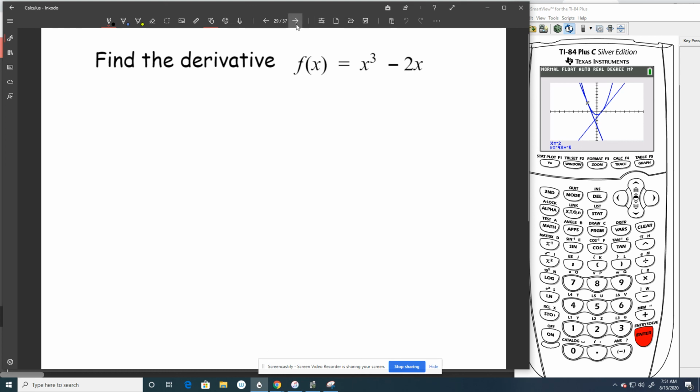All right, so let's find the derivative of f of x when it equals x cubed minus 2x. So I am looking for f prime of x. So we're looking for the derivative of this function. So my limit as h goes to 0, I'm always going to start the same way, is a bracket minus a parenthesis divided by h.